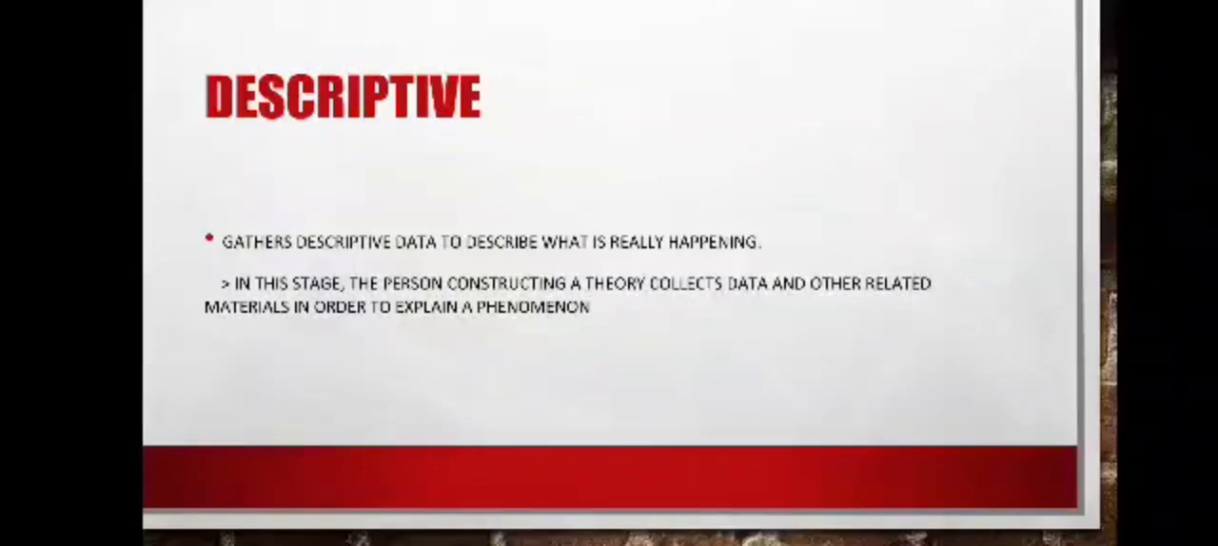Okay, hindi niya lang ine-explain kung ano ba yung pwedeng mangyari. Dito, nag-gather siya ng data, nag-gather siya ng other resources in order for him or her to relate the topic, to relate the materials in order to explain a phenomenon or yung pinag-aaralan niya.